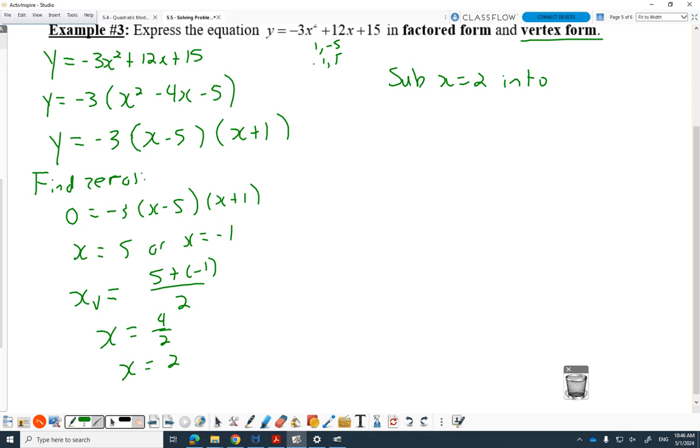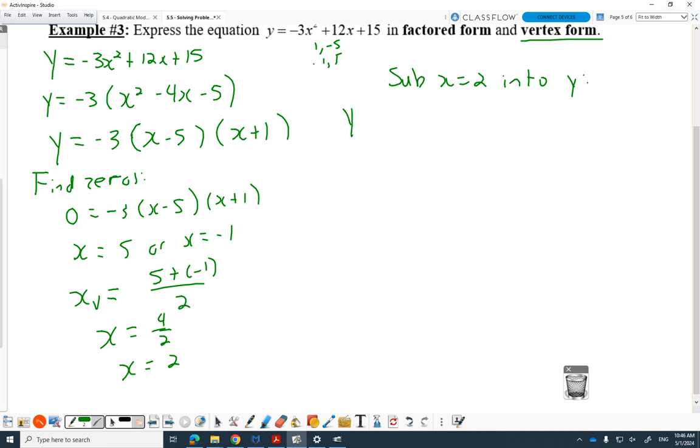A lot of people were subbing it into the factored form, and so that's what I'll do. But it actually doesn't matter. Either equation should give the same answer. So I'll sub into y. Actually, we learned that from substitution elimination, right? When you go to back sub, you have some choices of where you sub it.